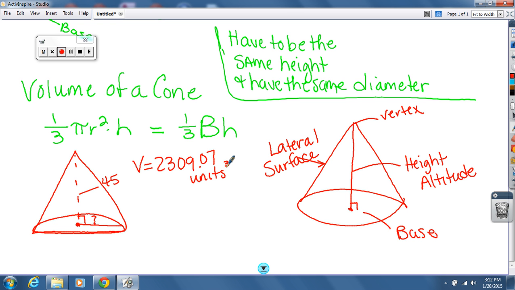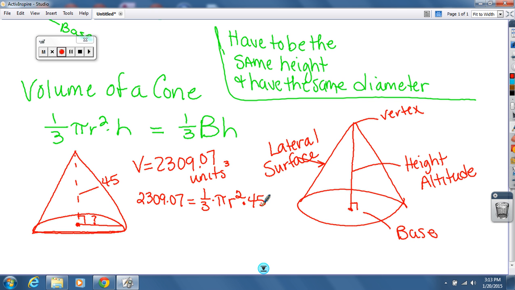So my volume is 2309.07, and it equals 1/3 times pi times the radius, which we don't know, so we'll leave that, but we know the height. So my height, I'll replace that h with a 45. Okay? So if I wanted to, I think we did this a couple different ways in class. I need to get r by itself, first off.